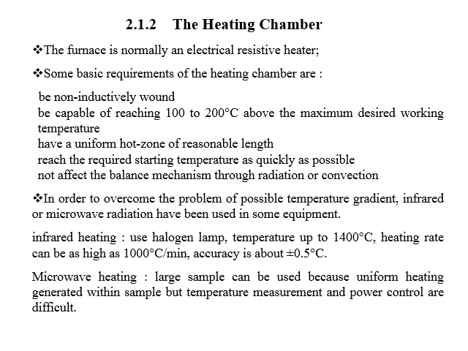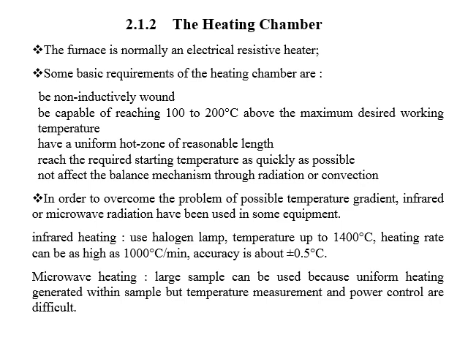The heating chamber. The furnace is normally an electrical resistive heater, okay? However, it should be non-inductively wound. That's because you don't want to create any kind of magnetic moment inside the heating chamber, which could affect the sample weight. It should be capable of reaching 100 to 200 degrees above the maximum desired working temperature. Most TGAs have a maximum operating temperature of about 1,000 to 1,200 degrees centigrade.